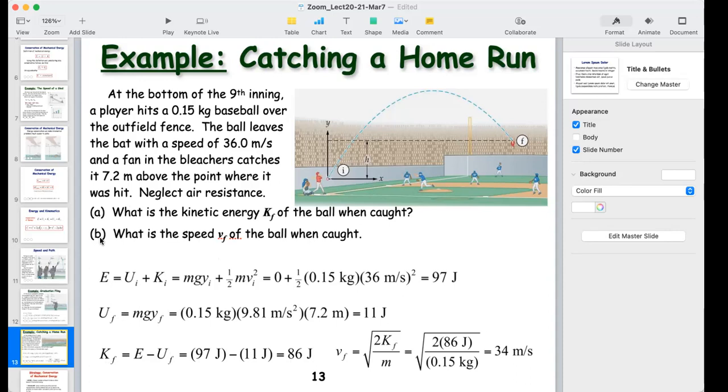The answer to question B becomes trivial, because what is the speed V final of the ball when caught? We know how to find the final velocity from the kinetic energy, right? Kinetic energy is 1/2 m v final squared. So V final is the square root of 2 K final divided by m. And I know everything now. So I plug in my numbers and I find that it's 34 meters per second. Normally all the students love this type of problem because they are all very similar, easy.